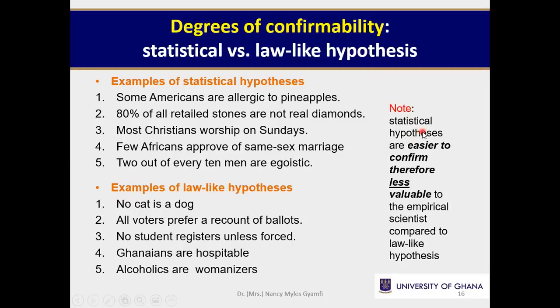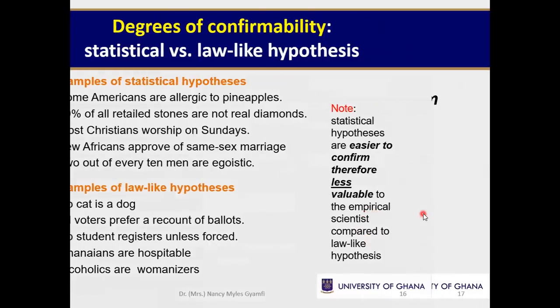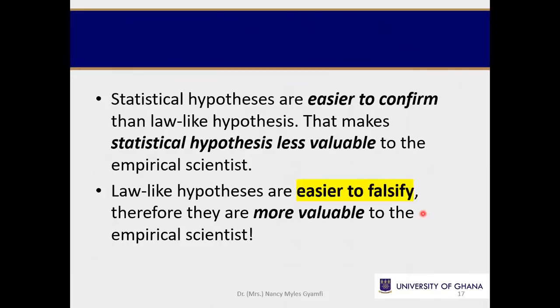Note that statistical hypotheses are easier to confirm. I said that. We can easily make them true. Probably true. They are easier to confirm. You should have been happy with that. But look at what it means. It means that they are therefore less valuable to the empirical scientist compared to what? Law-like hypothesis. Why? Because of the empirical content that it carries.